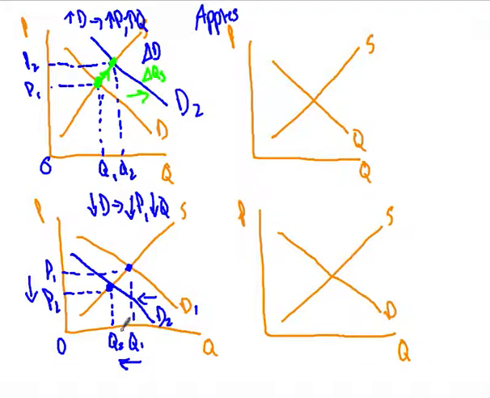Now, again, is this a change in demand or a change in the quantity demanded? And so if one of the determinants of demand changes, that will cause the demand curve itself to shift.